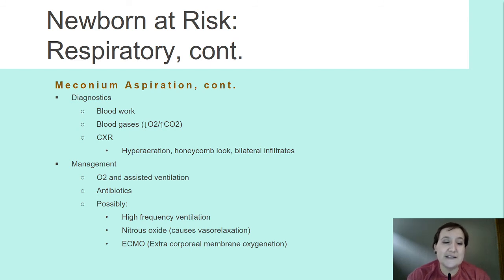So if this little one is struggling, we're going to give them oxygen, we're going to assist them with their ventilation, they might be placed on antibiotics, and they might have to have a high frequency ventilator. We might have to give nitric oxide to do vasorelaxation. Severe cases go on ECMO, which is a heart and lung bypass, and that would probably be a baby that is starting to circle the drain.